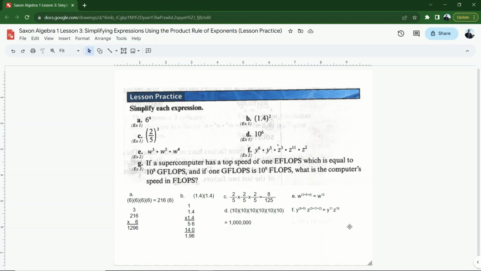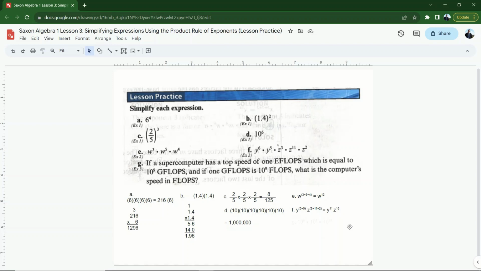So let's just read this. If a supercomputer has a top speed of 1 EFLOPS, that stands for exaflops, by the way, which is equal to 10 to the 9th GFLOPS, or gigaflops, and if 1 GFLOPS is 10 to the 9th flops. So flops, by the way, is just a way of measuring computer speed. Okay, and these are real values that exist in the real world. What is the computer speed in flops?